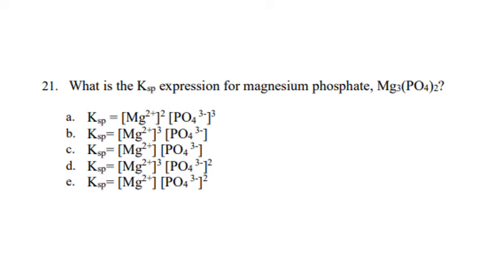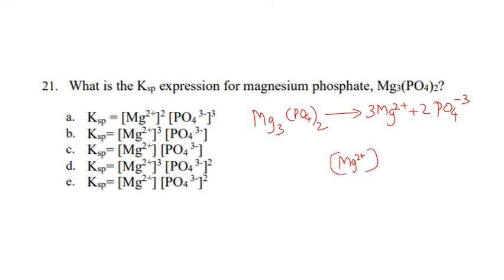Next question is the Ksp question. What is the Ksp expression for magnesium phosphate? Mg3(PO4)2 will give you 3 magnesium ions, and I will have 2 phosphate ions, right? So that means Mg2+ to the power 3 times PO4 3- to the power 2. So the right answer here is D, isn't it? Yeah.